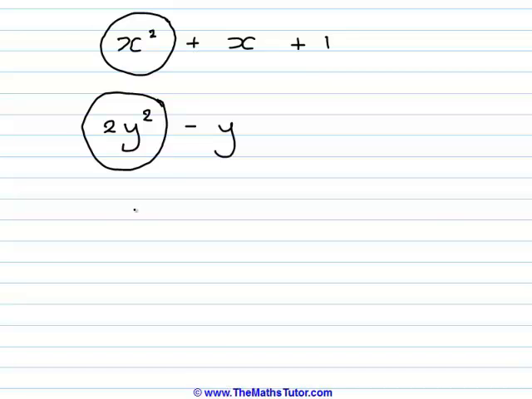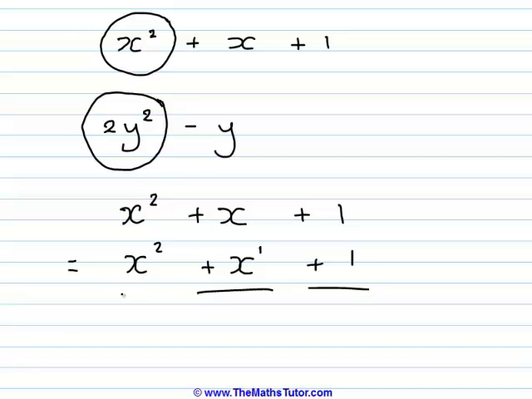So if we look again at our quadratic expression in x, x squared plus x plus 1. This can be written as x squared plus x to the power of 1 plus 1. X just means x to the power of 1. So we can see that this quadratic expression in x has a constant term, it has an x to the power of 1 term, and it's got an x squared term. It doesn't have any x cubed, x to the power of 4, or any higher powers of x.